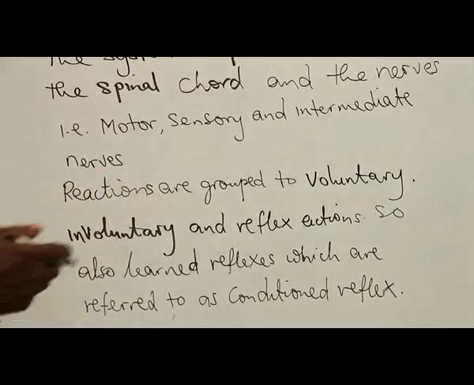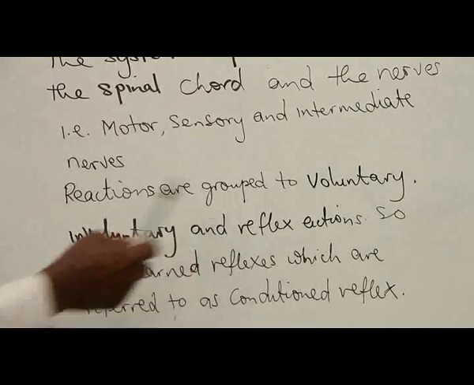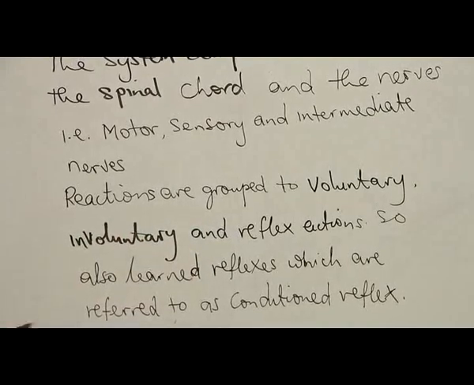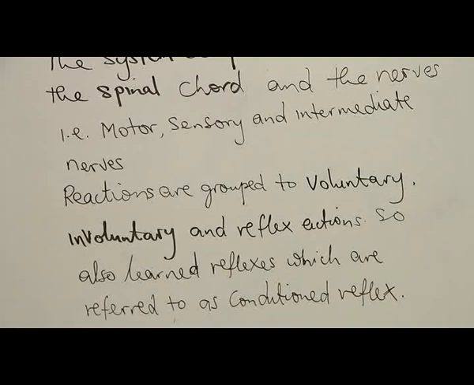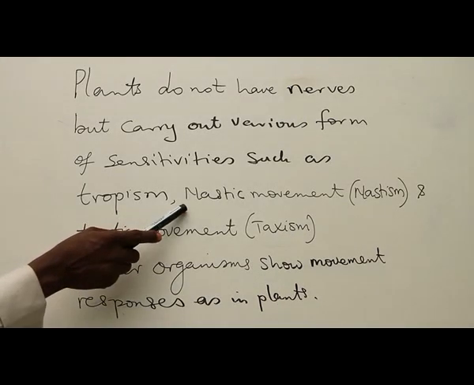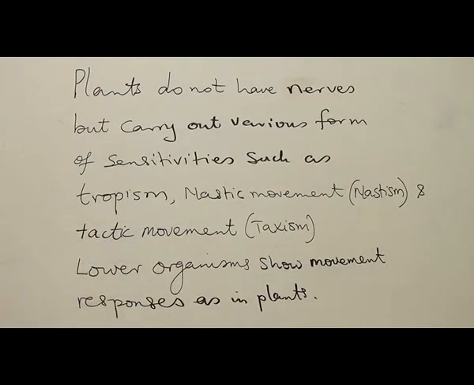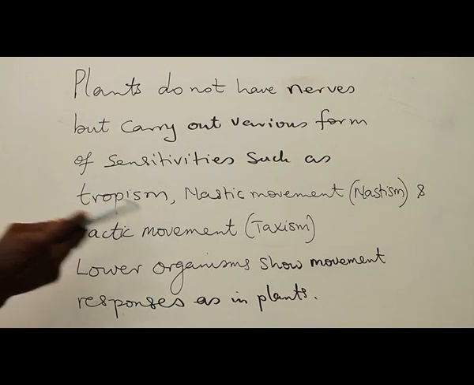Reactions are grouped into voluntary actions, involuntary actions, and reflex actions. Learned reflexes are also called conditioned reflexes. Plants do not have nerves, but carry out various forms of sensitivities, such as tropism, nastic movements, and tactic movements. Lower organisms also show these movements in response to stimuli, just as the plants. These sensitivities we are talking about are movement actions.